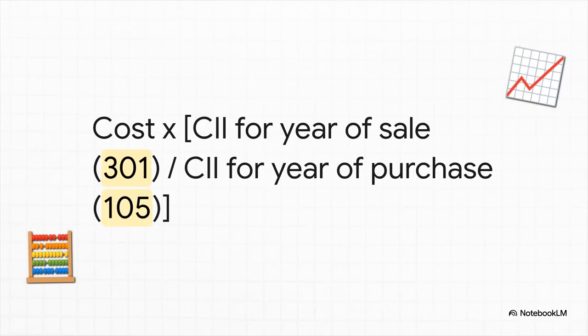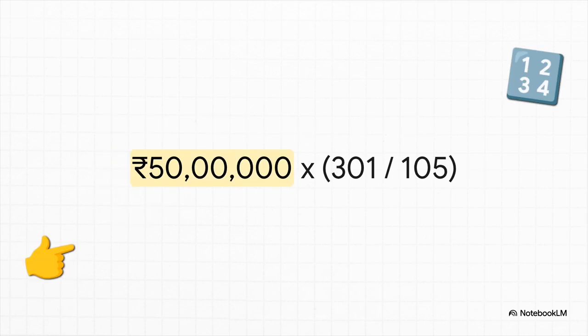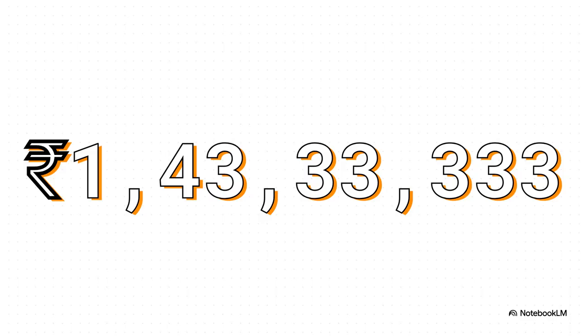We look up the official CII numbers for those years, which are 301 for the year of sale and 105 for the year of purchase. We plug those numbers in, so it's 50 lakhs times the ratio of 301 over 105. And wow, look at that result. For tax purposes, that 50 lakh purchase is now treated as if it cost you over 1.43 crore rupees. Your cost base just shot through the roof, and that is going to slash your taxable gain. That right there is the incredible power of indexation.